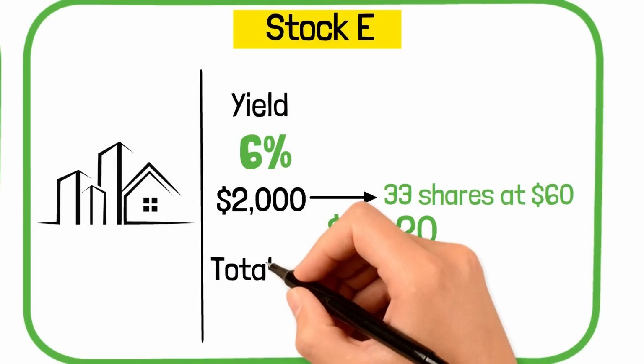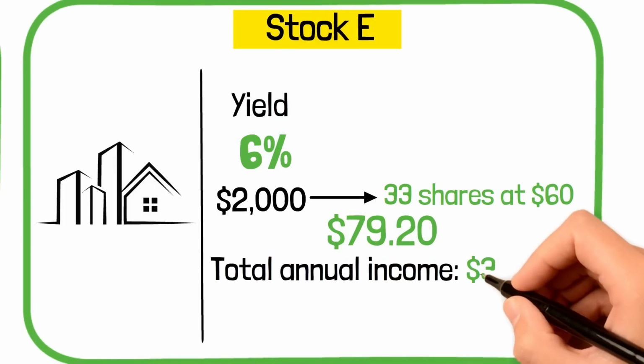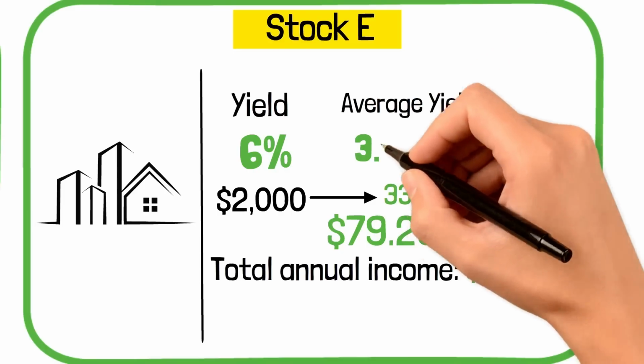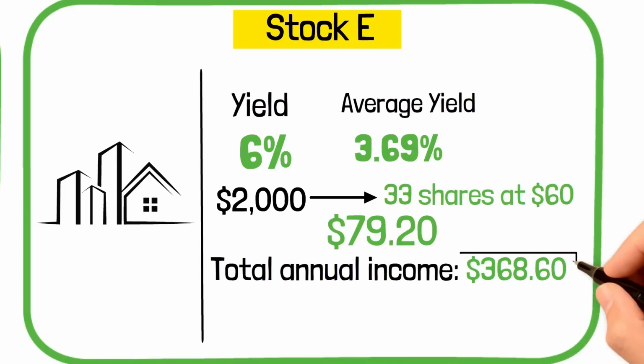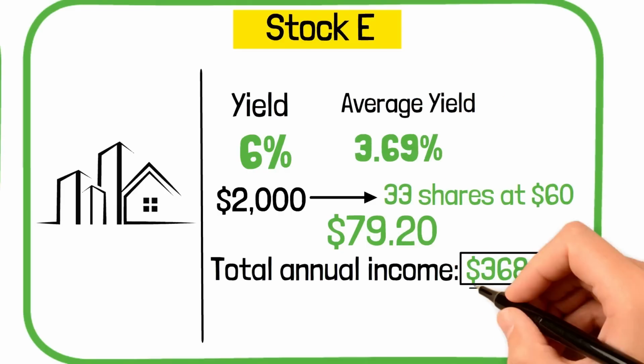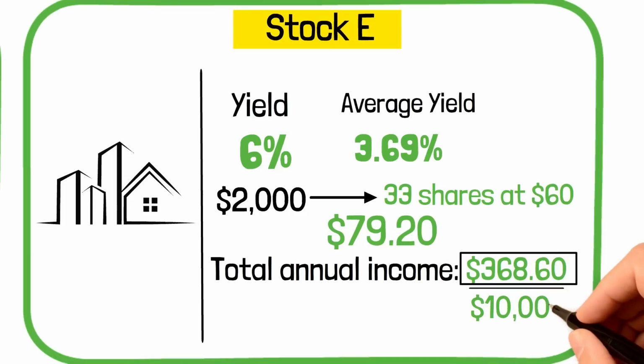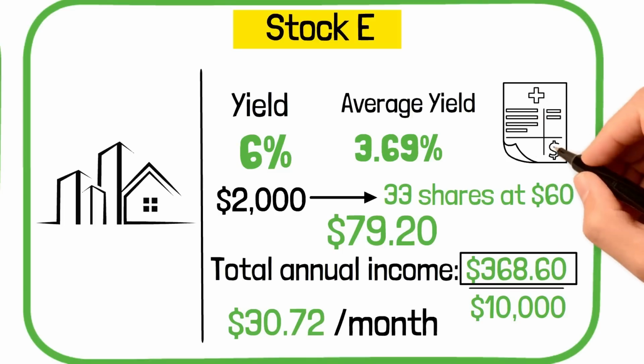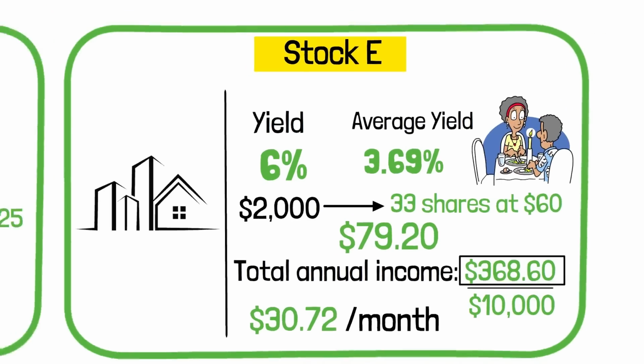$79.20. Total annual income, $368.60, or an average yield of 3.69%. Take $368.60 and divide it by $10,000. That's $30.72 per month, enough for a small bill or a nice dinner.